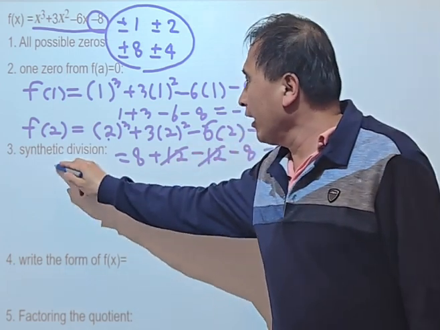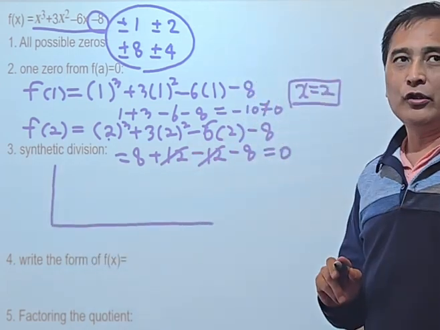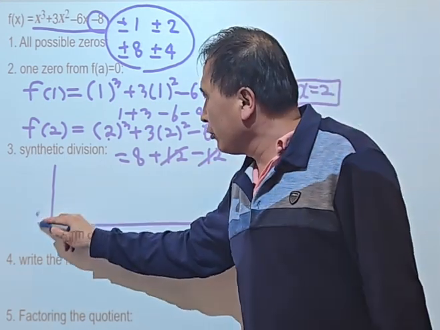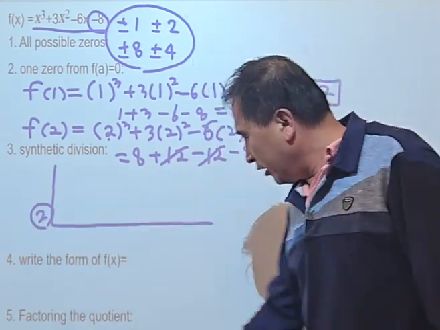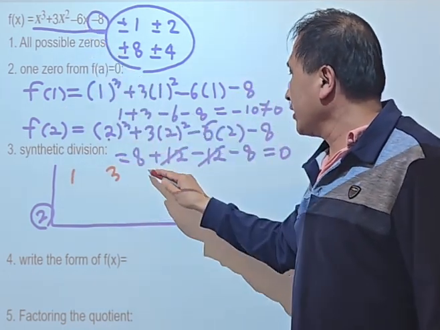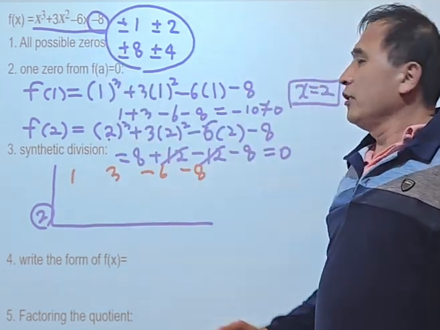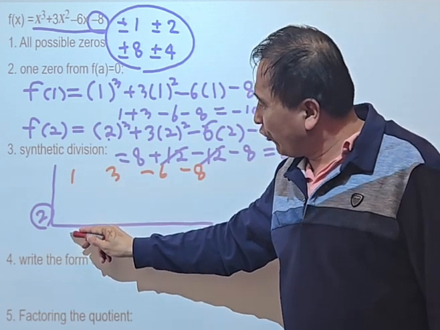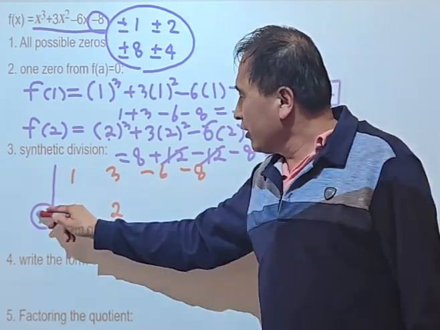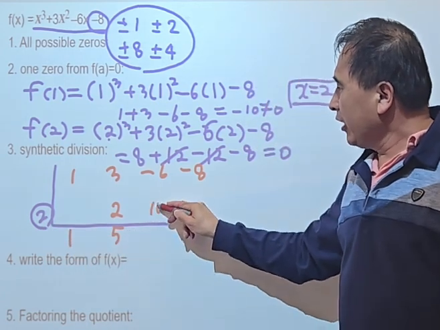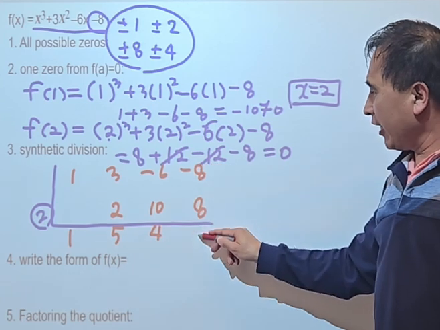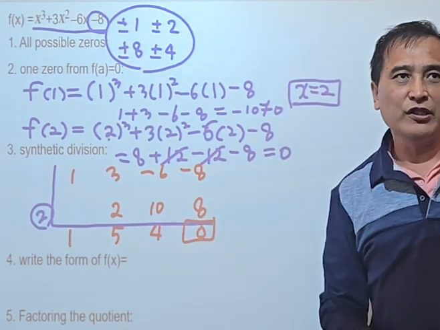Now with that we can find the other factors of the polynomial. So using synthetic division, I'm going to put 2 there. Synthetic division, you need what? The coefficients. So 1, 3, negative 6, negative 8, right? So all the time in synthetic division, we bring down the first one. 1, 2 times 1 is 2. You add, that's 5. 2 times 5, 10. And you add, that's 4. 2 times 4 is 8. And you add, that's 0. Oh, we confirmed that it was 0, right?